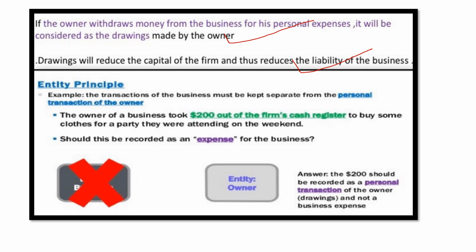Okay. Now, the transactions of the business must be kept separate from the personal transactions of the owner. Suppose the owner of the business took 200 rupees out of the firm's cash register to buy some clothes for a party to attend on the weekend. Now, this is a personal expense. It will not be recorded in the accounting books as an expense for the business. The answer is it should be recorded as a personal transaction of the owner because it is not a business expense. It is drawings made by the owner for personal use.